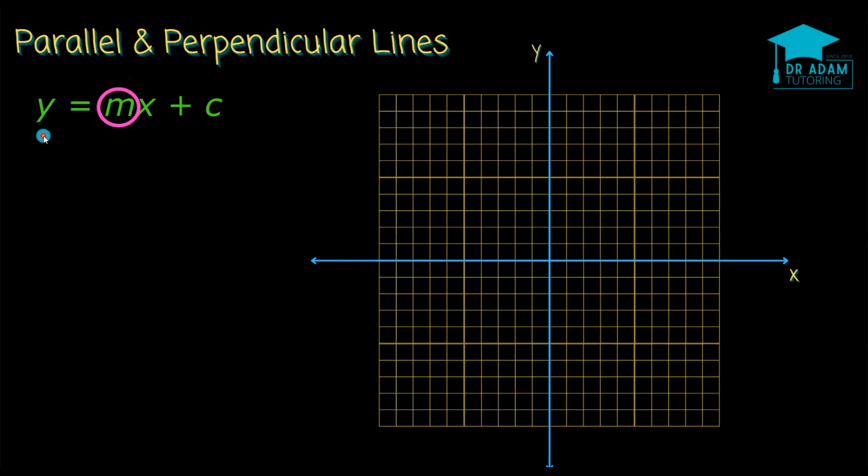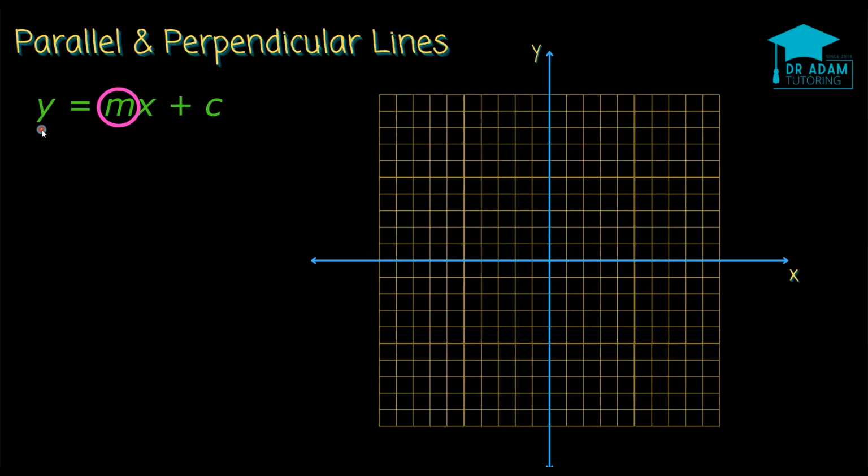Okay, similarly, if we have a value of m equals 5, well, for each increase in x, we're going to get 5 times the increase in y. We can also have a fractional value for m. For example, if m is equal to 1/2, then for each increase in x, y is increasing by 1/2.